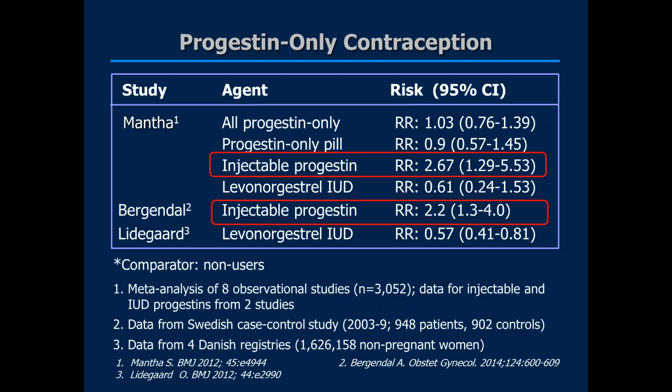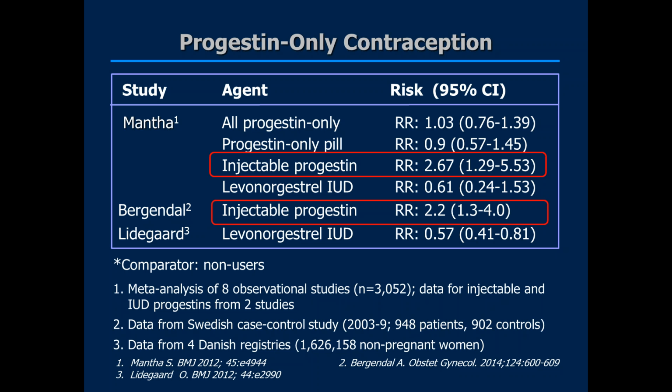And 2 subsequent studies confirmed the data that we saw in the Mantha study. First off, Bergendahl published data from a Swedish case control study in 2014. And again, he showed in his database that the injectable progestins were associated with about a 2-fold increase in the risk of venous thromboembolism. Data from 4 Danish registries encompassing over 1.5 million non-pregnant women confirmed that the levonorgestrel intrauterine device, or the Mirena intrauterine device, does not appear to be associated with an increased risk of venous thromboembolism.